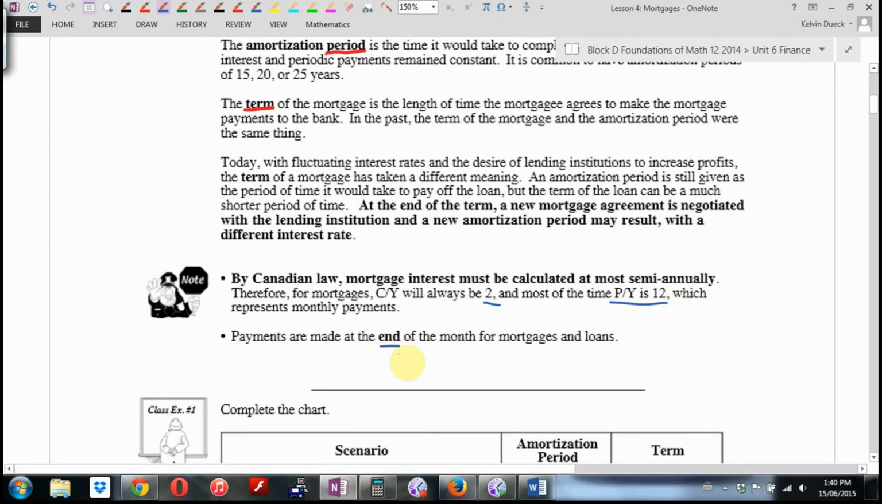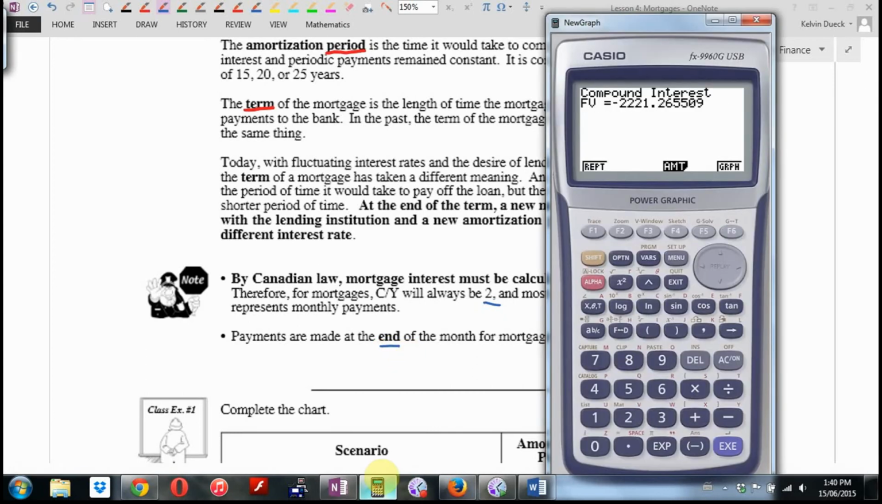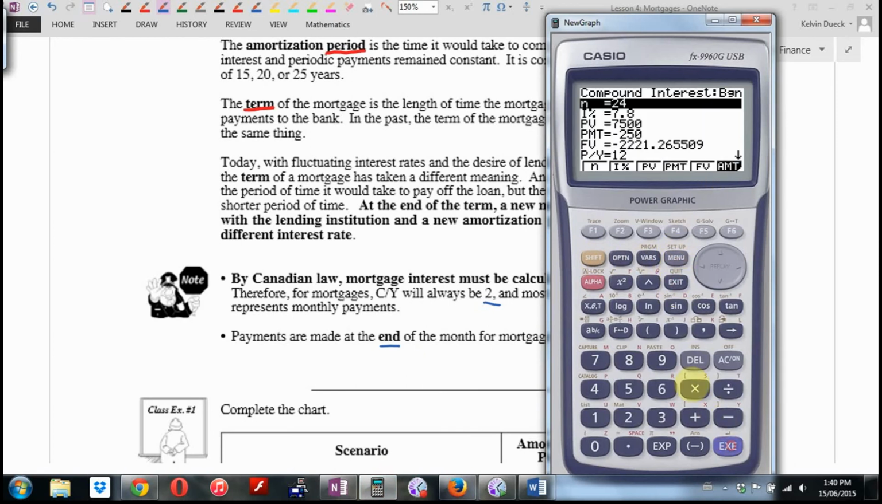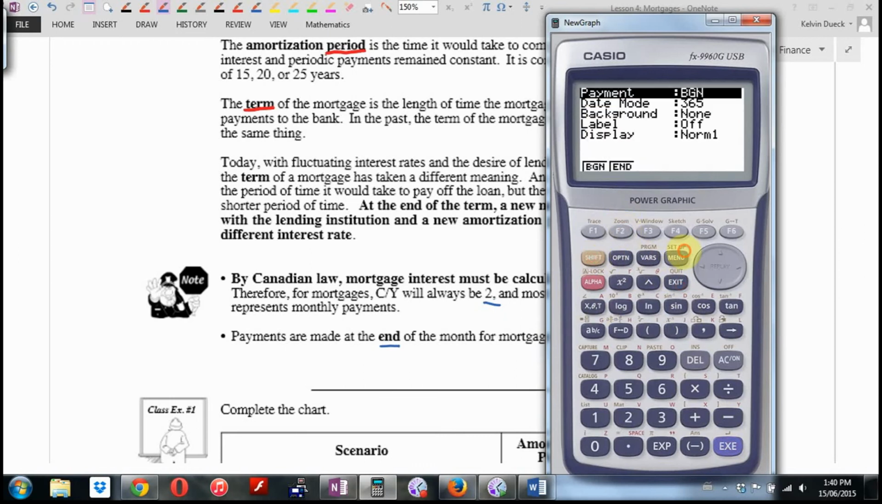And payments are made at the end of the month. So if you haven't already, now that Ben found that submenu, go into your financial menu right now, then go to compound interest, which is F2, and hit shift setup, and make sure that the payments are set up for the end of the month. Everybody get there? Okay.